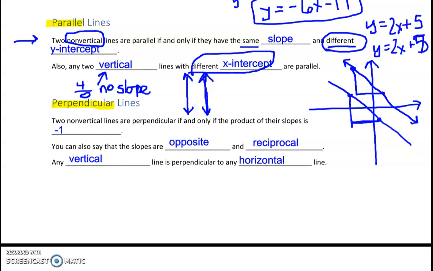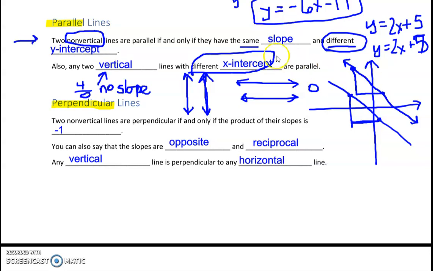Now, what about horizontal lines? It would also be true to say any two horizontal lines are parallel, as long as the y-intercepts are different. But we don't have to say that. And why is that? Why do we not need a separate sentence for horizontal lines? That's because they have a slope. Their slope is 0. So this first sentence covers them. If two lines both have a slope of 0, they're both horizontal, they're going to be parallel, as long as they're not the same. And that would be that they have the same y-intercept.